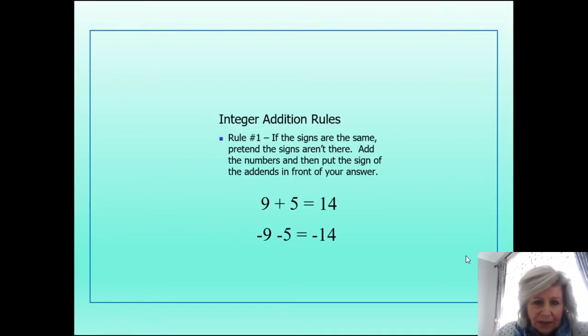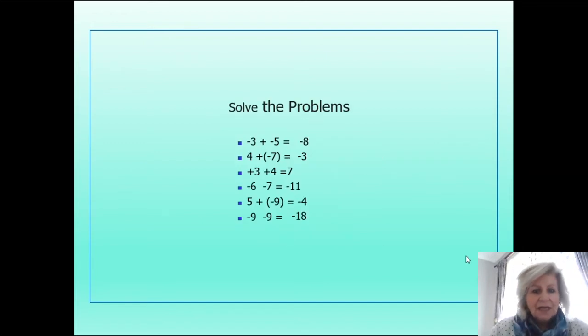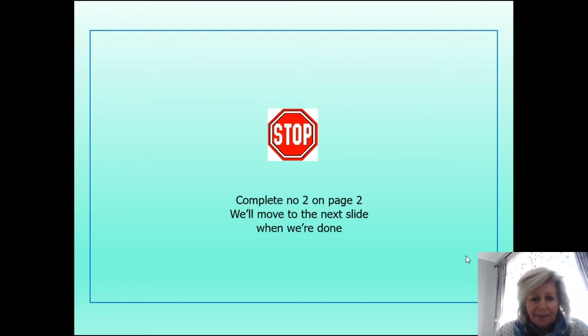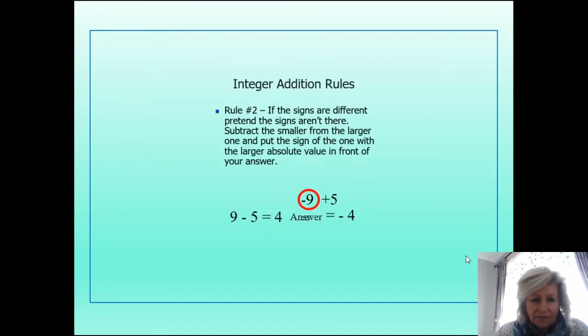Integer addition rules. Now, if the signs are the same, pretend the signs are not there, add the numbers and put the sign in. 9 plus 5 is 14. -9 plus -5 is -14. Right, then solve the problems. Even pause this presentation, guys, and have a look at -3 plus -5 gives me -8. But take the time to do this yourself. Right, this is something we've done in class.